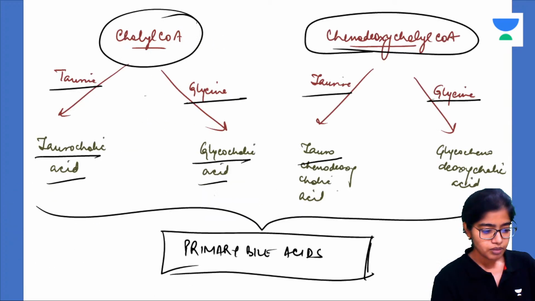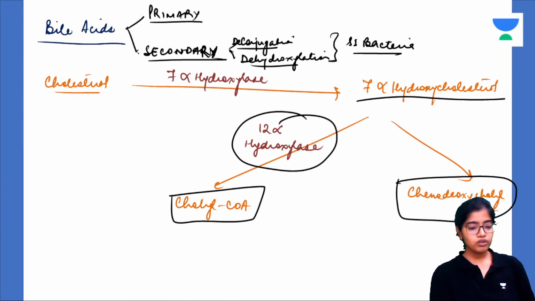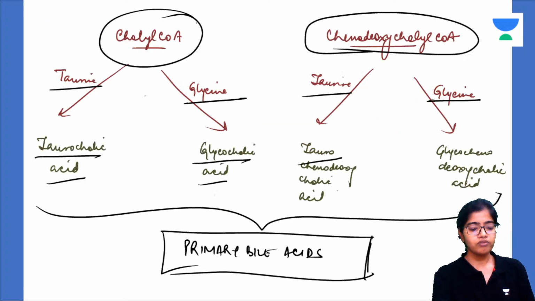I'll just put up the bile acid synthesis once more in focus for you, this slide. Just read this for 1 or 2 minutes and then we'll wind up. Okay, bile acids are synthesized from cholesterol. Cholesterol converts into primary bile acids via the intermediates 7-alpha hydroxycholesterol, choline CoA, and chenodeoxycholine CoA, which will form taurocholic acid, glycocholic acid, taurochenodeoxycholic acid, glycochenodeoxycholic acid. All these are primary bile acids.